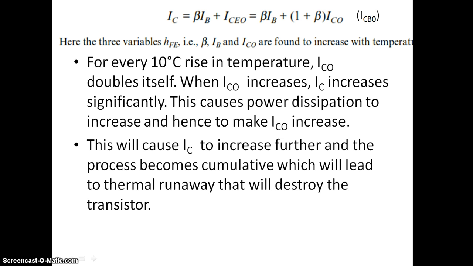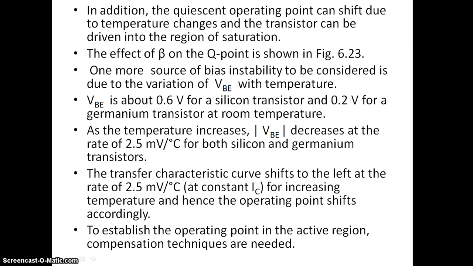This causes power dissipation to increase, which in turn makes IC0 increase again. This will cause IC to increase further, and the process becomes cumulative, which leads to thermal runaway. That problem is called thermal runaway, and it will destroy the transistor. In addition, the quiescent operating point can shift due to temperature changes, and the transistor can be driven into the region of saturation. The effect of beta on the Q point is shown in the figure.